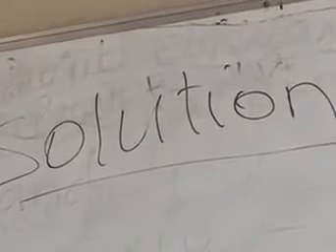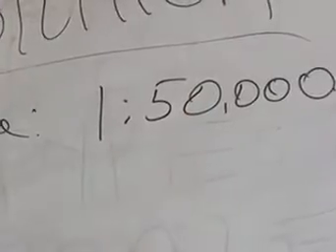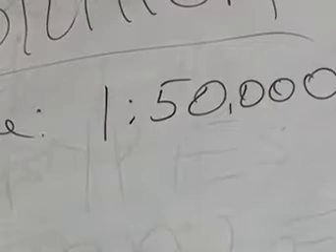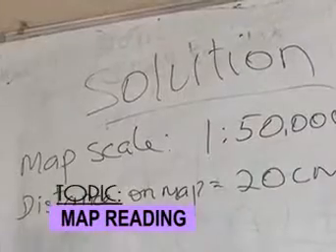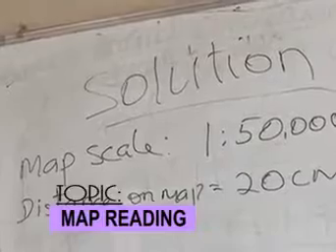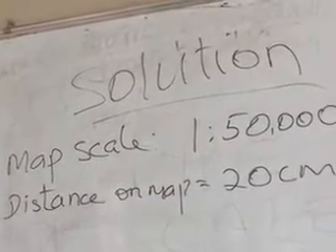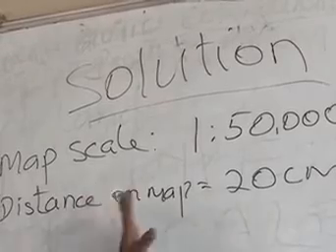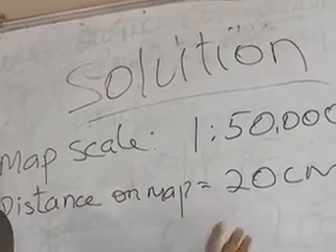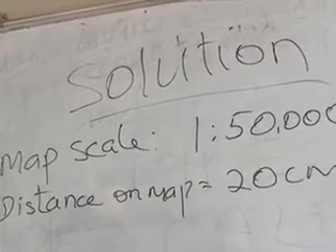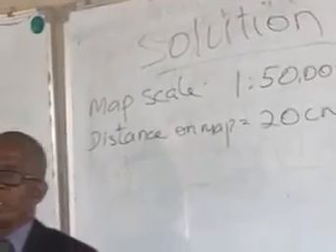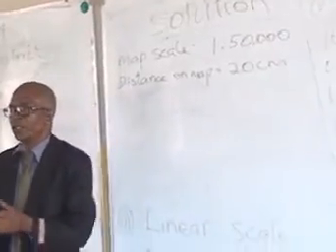Procedure. Scale of the map. Measurement on map: 20 cm. That is what we measure on the ruler. We know the distance on the map, 20 cm. What is now the actual distance on the ground? Because we are told that the scale is a relationship between the distance on the map and the actual distance on the ground.